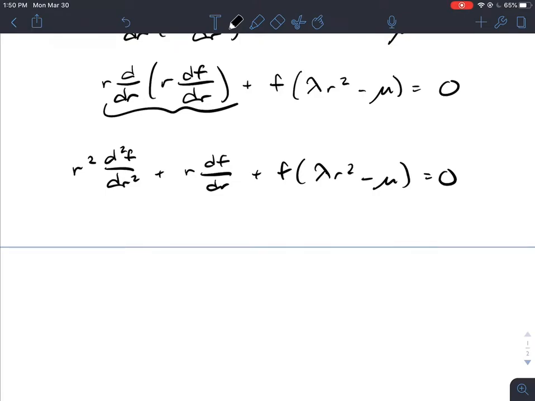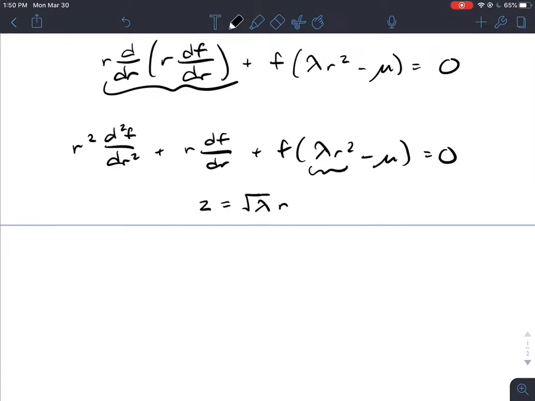So what we're going to do is a change of bases now. Our goal is to get this differential equation into what we call Bessel's differential equation. In order to do that, we have to do an appropriate linear transformation. So we're going to let z be equal to the square root of lambda times r.